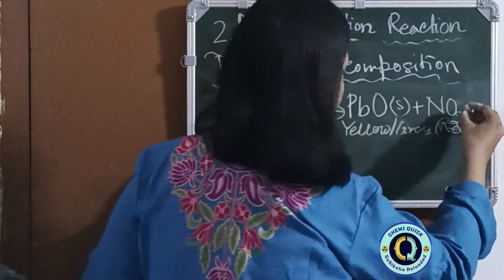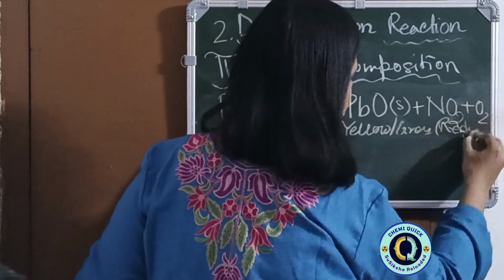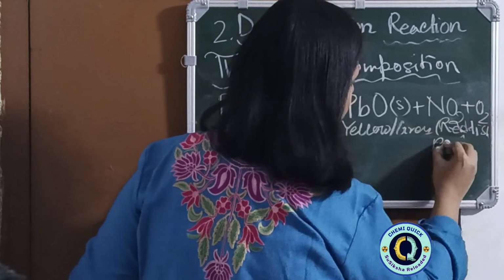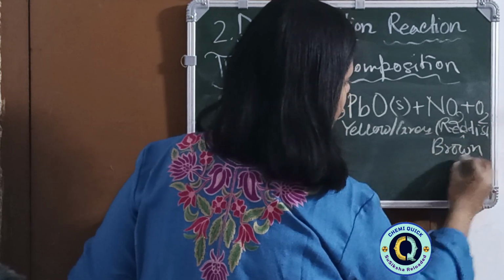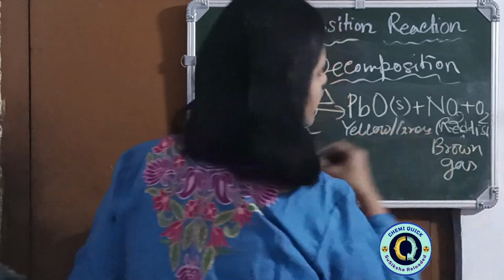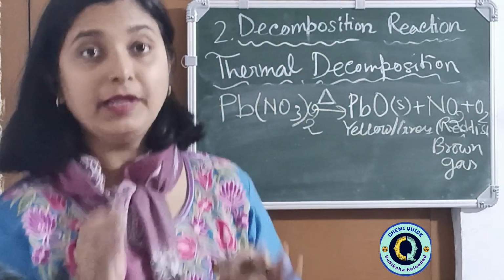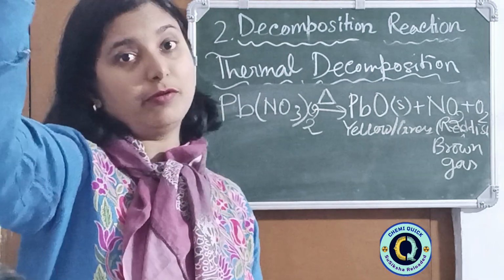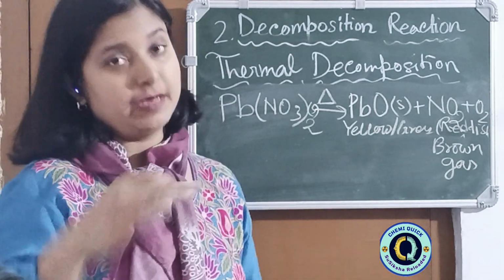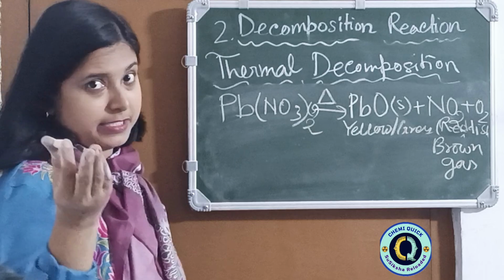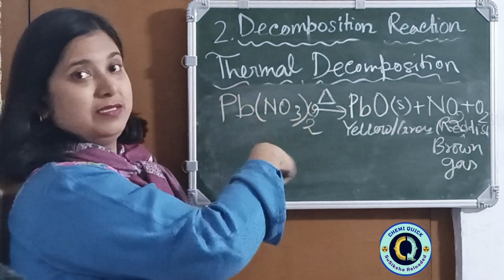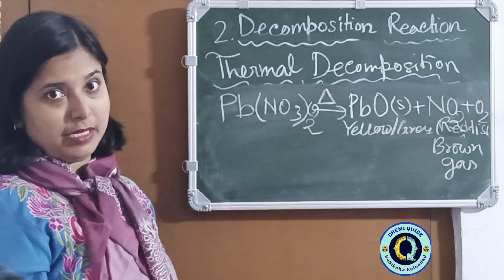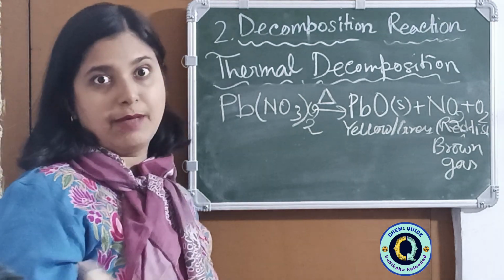So here you can see that you are heating lead nitrate and one reddish brown gas is liberated, and the whole mass is transformed into a yellow mass which becomes grey on cooling. And so what is happening?